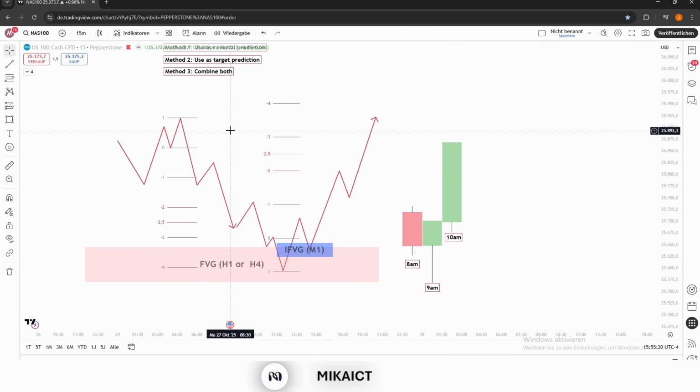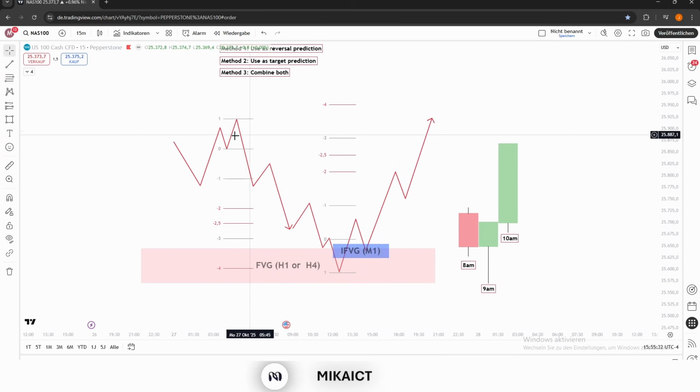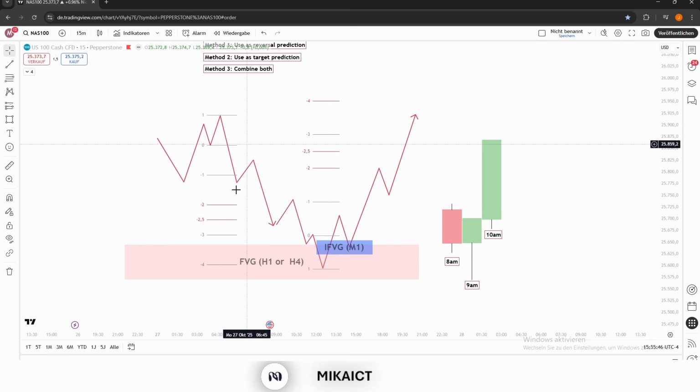At first, and that's simply my model, the first thing I want to see is that price is trading against my order flow, against my buyers. Let's say I'm really bullish for today, but price is going down. That's perfect for me. And then price is hitting the -1 level.